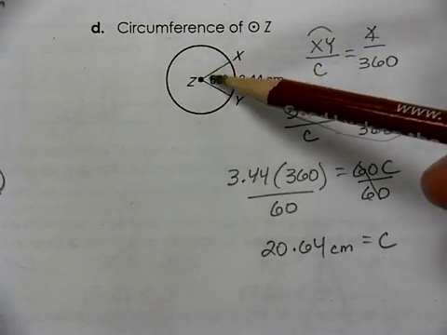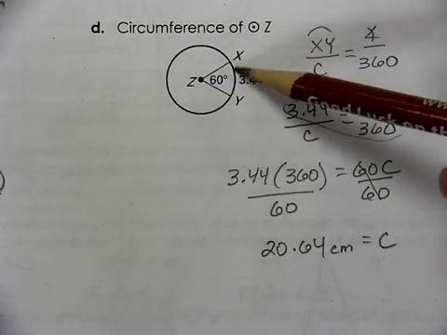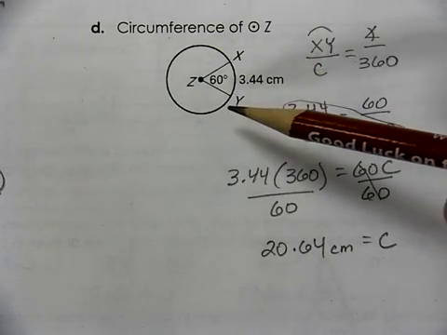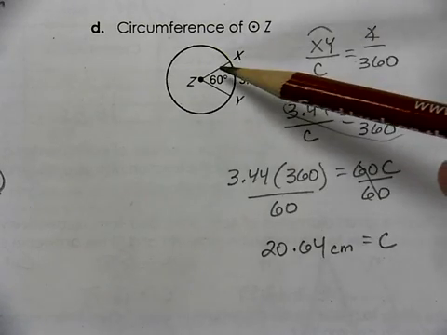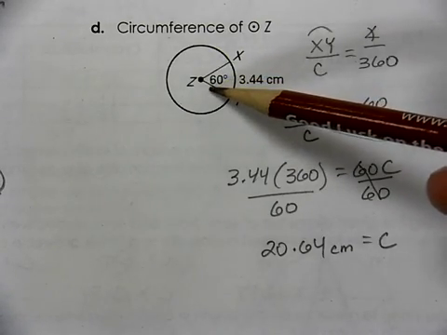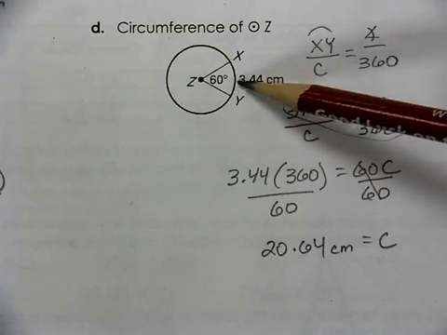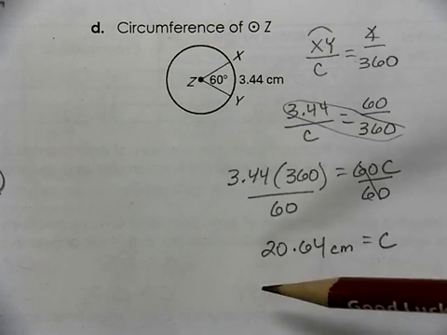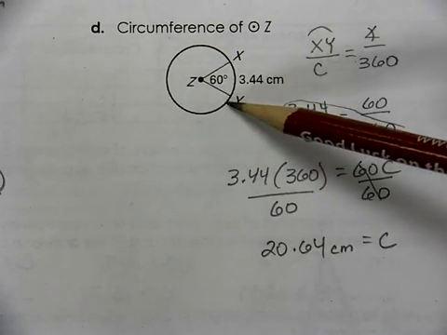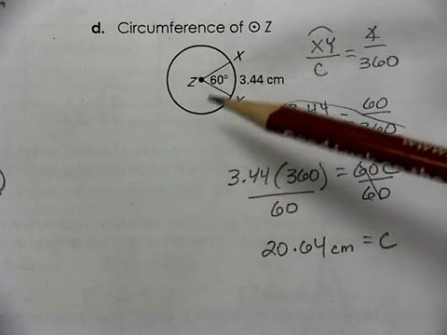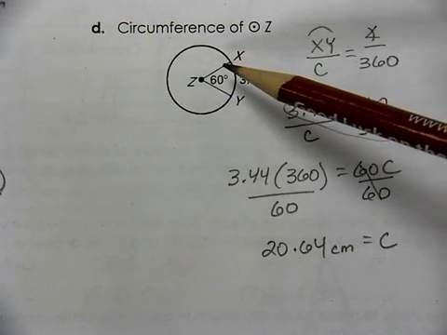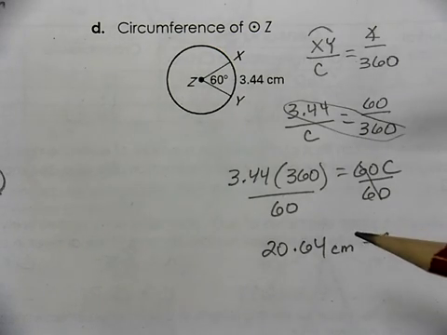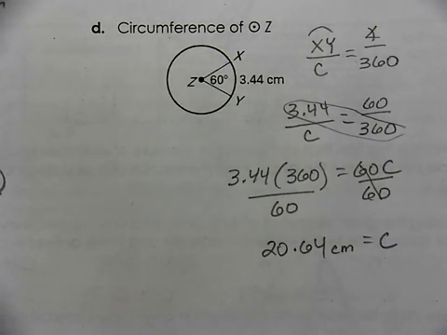So if we know what the central angle is and what part of the arc it is, so if you have a slice of pizza that has an angle of 60 and you measure the crust to come out to be 3.44, then you know that all the way around the circle would come out to be 20.64. And you can measure your own by knowing the angle and the length of the arc. You could figure out what the whole circumference would be, or any of the missing parts.